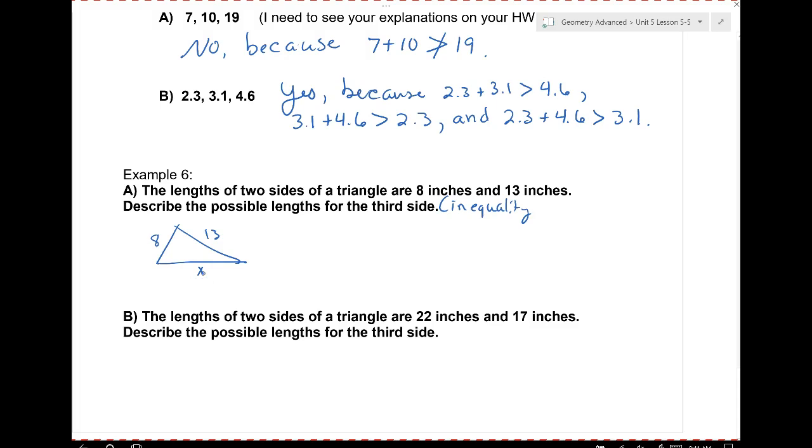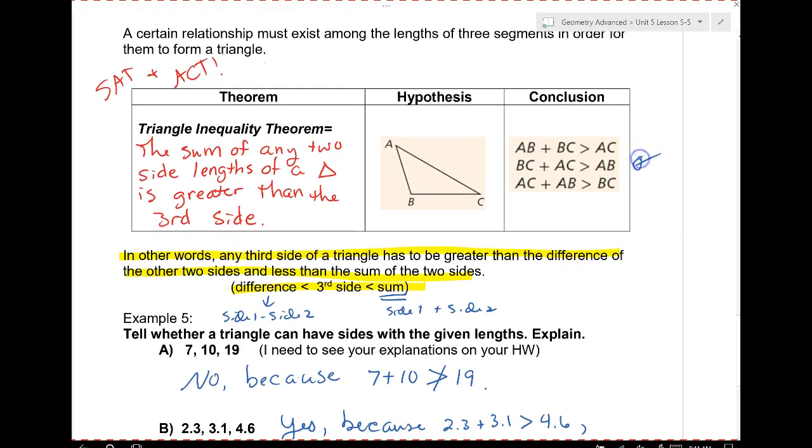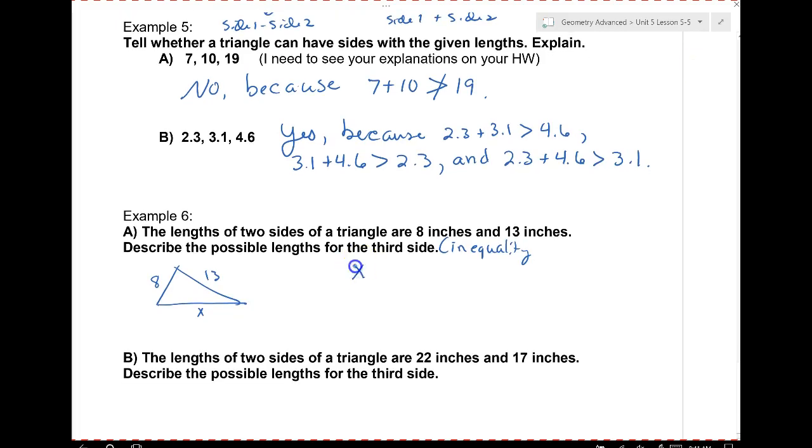What does the third side have to be smaller than? Smaller than the sum of any 2 sides. So remember, this is your range. We're going to be smaller than the sum, but greater than your difference. So what is the sum? Well, the sum is going to be 8 plus 13. What's going to be my difference in this case? I'm going to go 13 minus 8. Because notice there is no equal to sign on here.